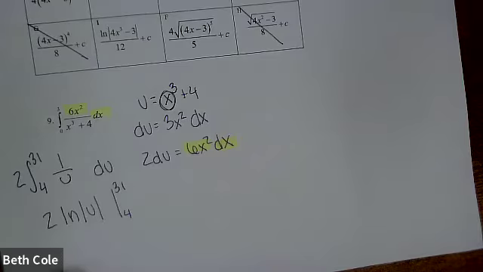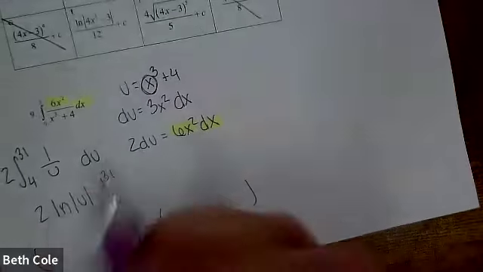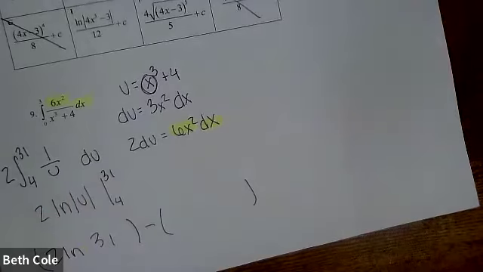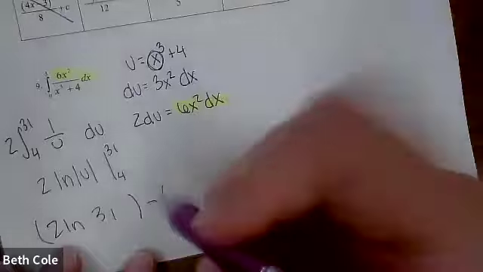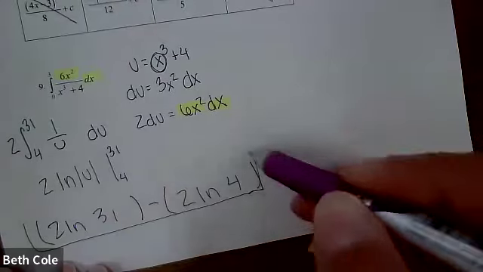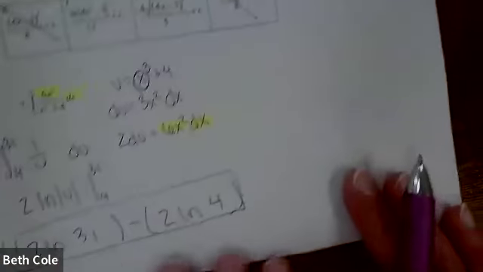Okay. So we're going to do upper minus lower. So it's going to be 2 ln 31. I don't need the absolute value anymore, because what is the absolute value of 31? 31. Okay, once you get down to a value, you don't have to write it anymore. And then it would be minus 2 ln 4, whatever that is. But that is a numeric answer that represents an area.